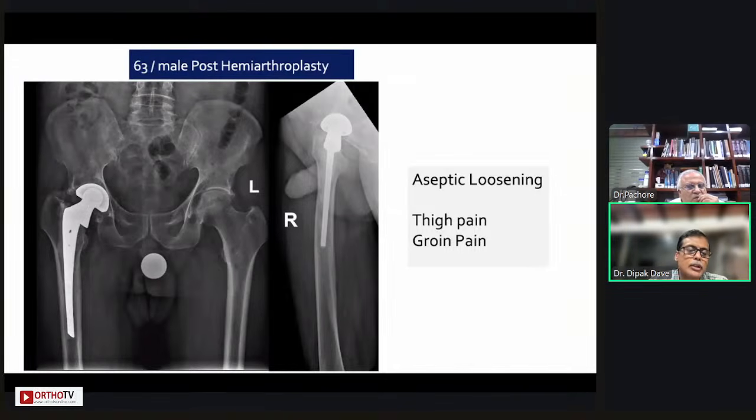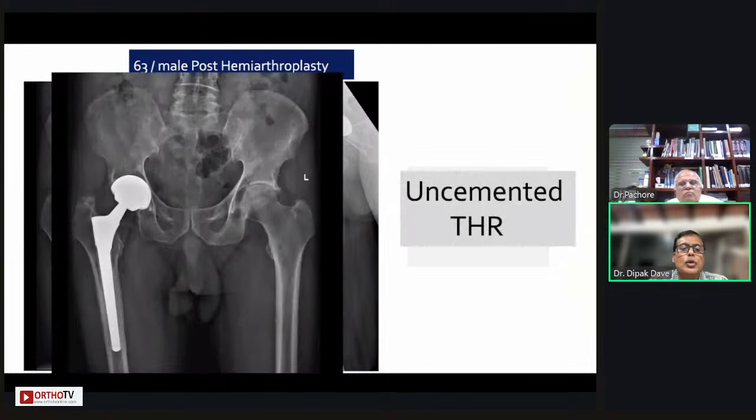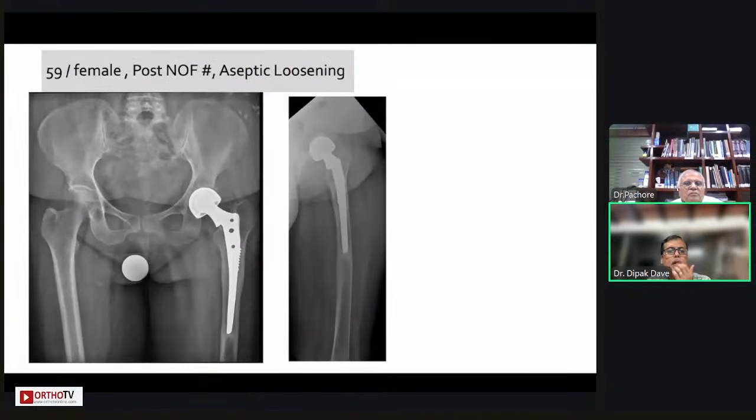Whenever you see a loose bipolar implant, remove that implant, and better to do a titanium distal loading shortest stem like this, where the results are good. So this patient is doing well, some 5-6 years follow-up. Again, a 59-year-old post neck of femur fracture, the surgeon has done a bipolar for a 59-year-old female.